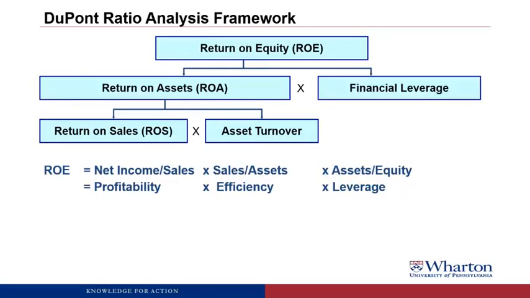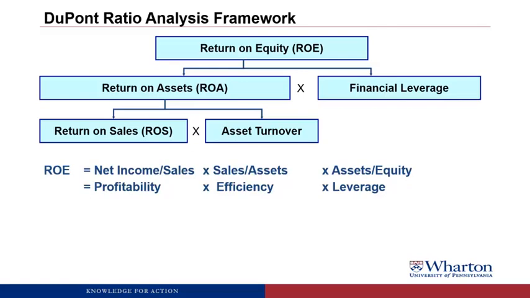So anyway, we saw that ROE, our baseline measure of the return on investment that shareholders are getting for each dollar of equity, how much net income they can get, can be split into two drivers: return on assets and financial leverage. Return on assets, the operating performance piece, can be further split into return on sales, profitability, and asset turnover, efficiency.